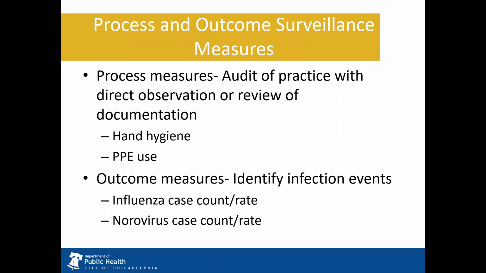And just a little review of process and outcome surveillance measures. Your process surveillance measures are where you audit practice with direct observation or review of documentation. So you're reviewing or auditing the adherence to your practices, and this can drive your process improvement efforts. Once again, examples with direct observation would be your hand hygiene compliance and your PPE use compliance. For review of documentation, an example could be looking at antibiotic use. You might review the charts of a bunch of your patients to see that they were correctly prescribed antibiotics. And then your outcome surveillance measures are where you identify infection events.